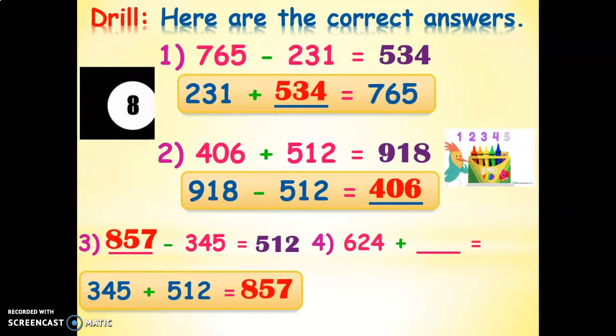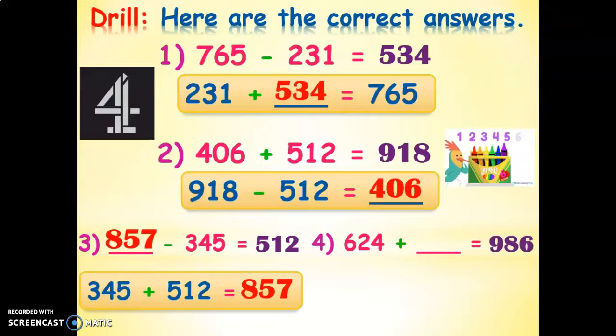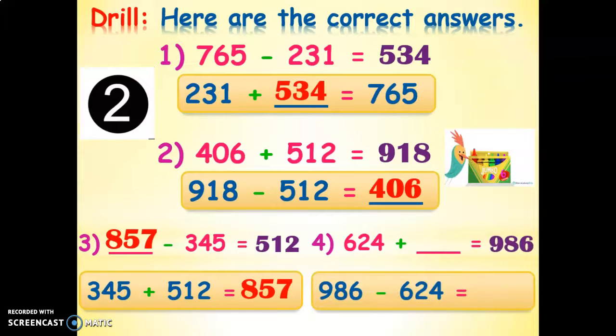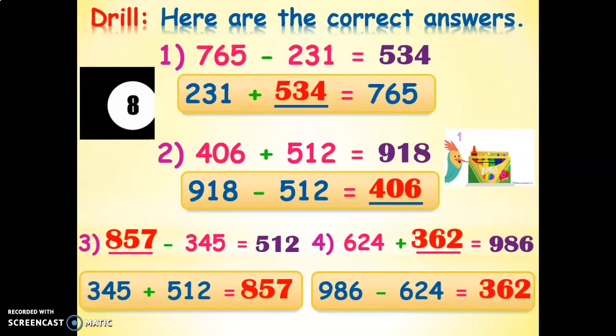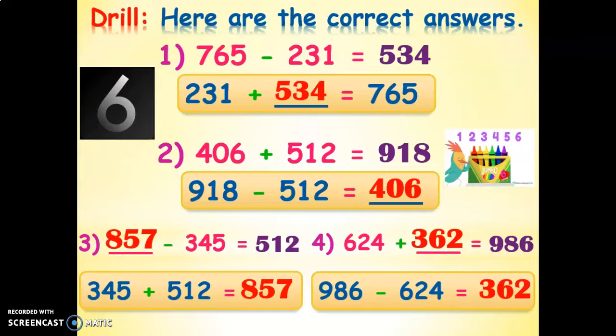And for number 4, let's try to complete this addition sentence. To do it, let's use subtraction. The answer is 362. I hope that you were able to get the correct answers for this drill.